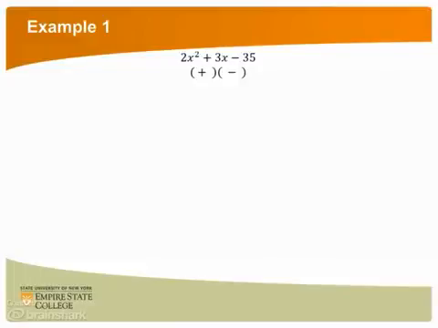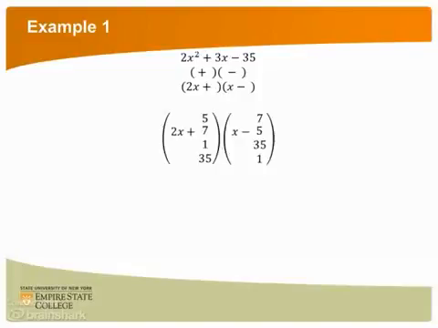We start by looking at the last operation in the polynomial. Because we see a minus 35, we know that our parentheses will have a plus and a minus in them. Now we want to factor the leading term of 2x squared, which would be 2x and x. We place these factors in the parentheses. Next, we want to factor the 35. We can get 35 either by multiplying 7 and 5 or 35 and 1. When writing our options, we make sure to write both orders and have each factor in each set of parentheses.